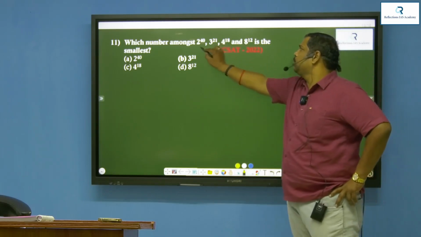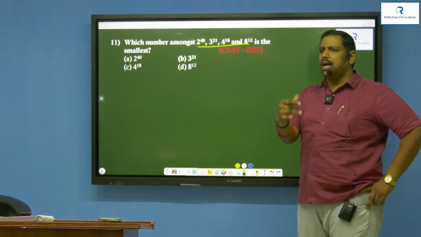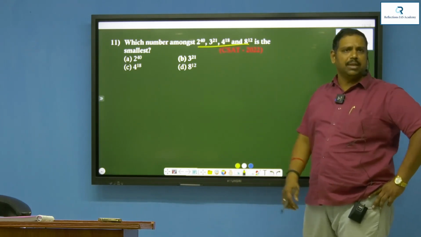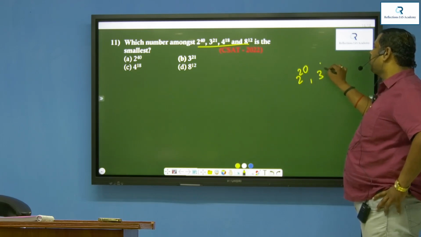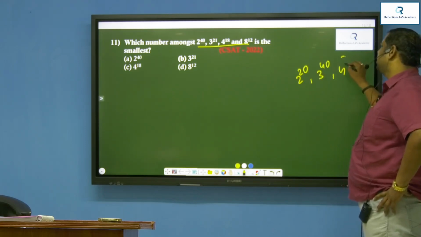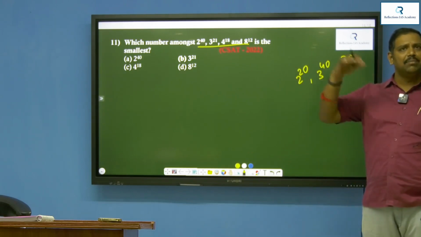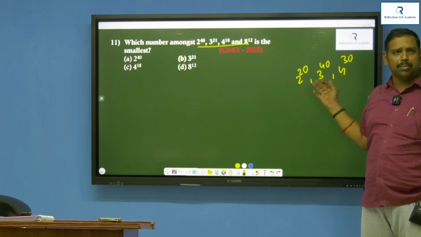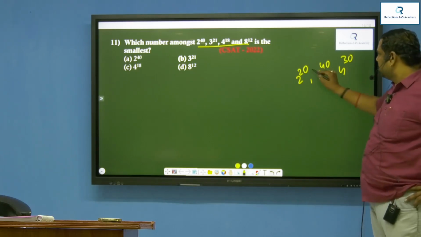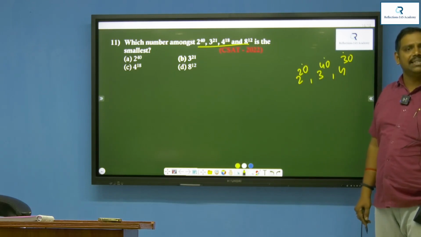Forget about these questions. I'll give you one example of it, this model. This is a normal model, and how can we solve this question? We will do it separately. Suppose he gave 2 power 20, 3 power 40, and 4 power 30. Suppose he is asking which is greatest, which is smallest. He wants to arrange them in ascending or descending order. Then what we have to do is take 20, 40, 30. What is the HCF? 10 is the HCF.